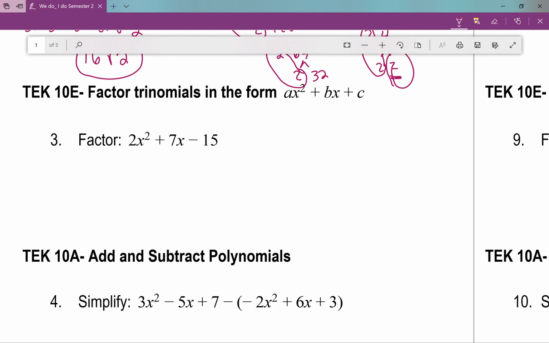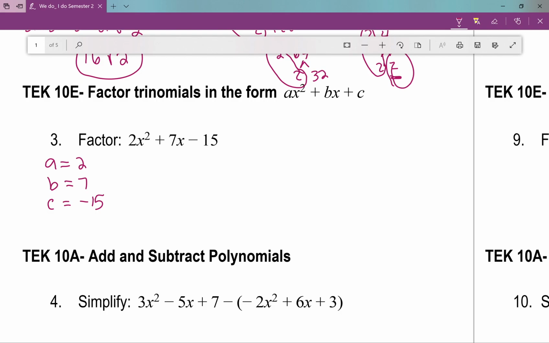Okay, number 3 says factor trinomials in the form ax squared plus bx plus c. In this problem, we're going to factor 2x squared plus 7x minus 15. We're going to do that using the ABC method. Remember, when I label my A, B, and C, these are just the coefficients in front of our terms. So A is 2, B is 7, and C is negative 15.